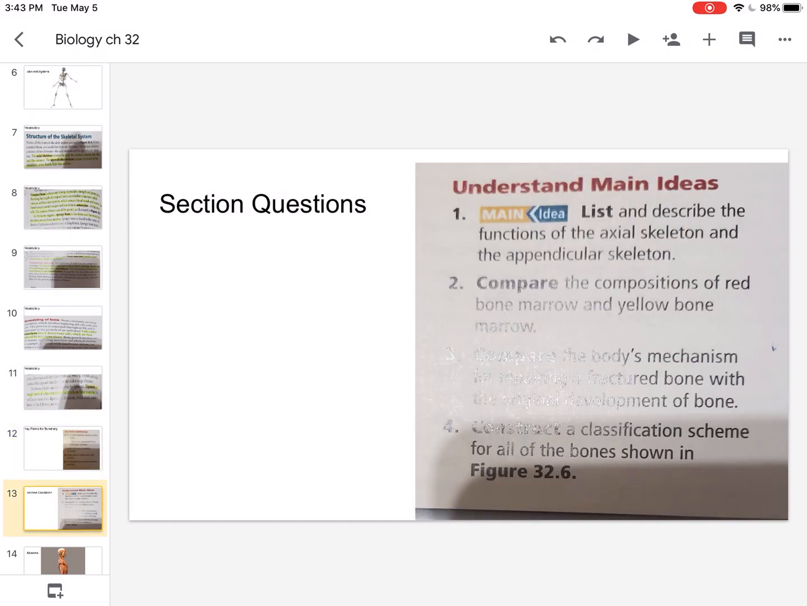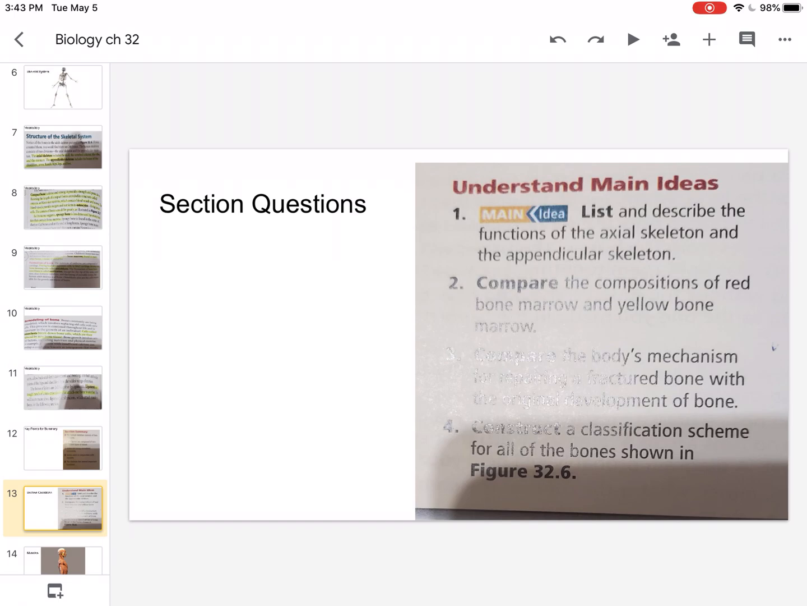All right, so let's look at those questions. I know that's kind of a glare there. You'll maybe have to look at your book. Let's see. Yeah, so this is page 946. It says, list and describe the functions of the axial skeleton and the appendicular skeleton.